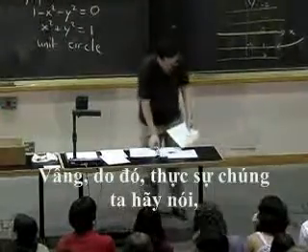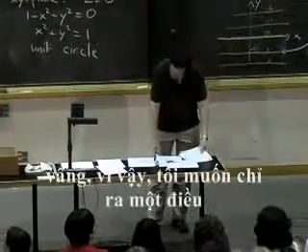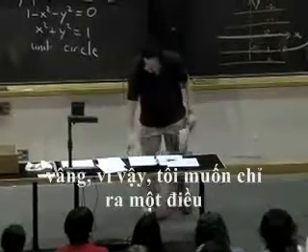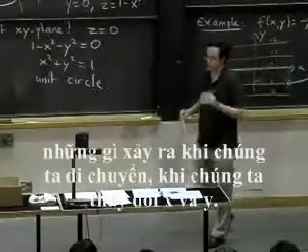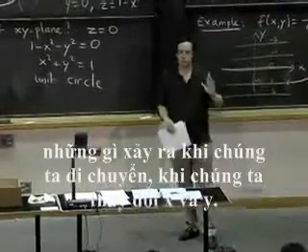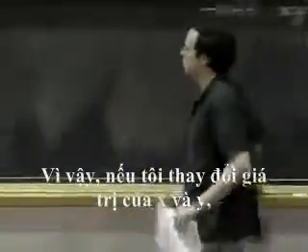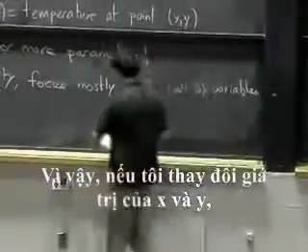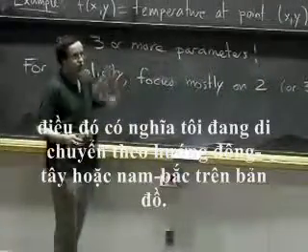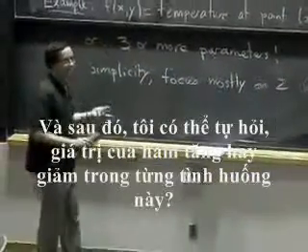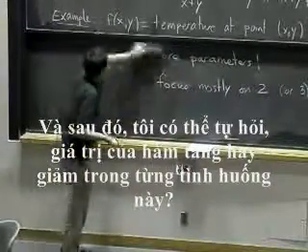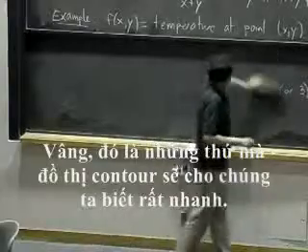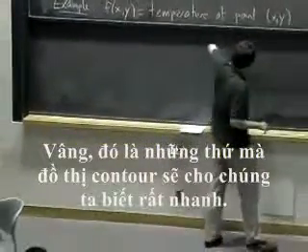Okay, so I want to point out one thing. The contour plot tells us what happens when we change x and y. If I change the value of x and y, that means I'm moving east, west, or north, south on the map. And then I can ask myself, does the value of the function increase or decrease in each of these situations? Well, that's the kind of thing that the contour plot can tell me very quickly.